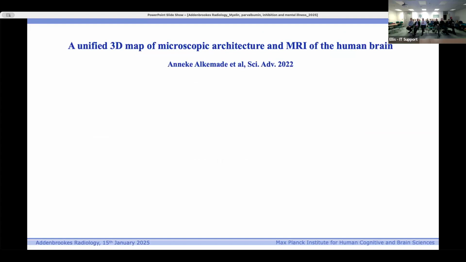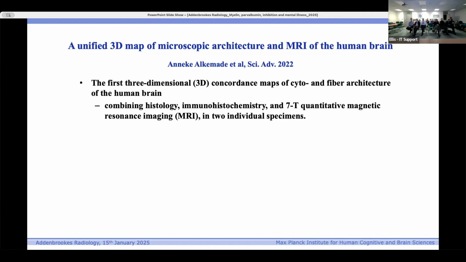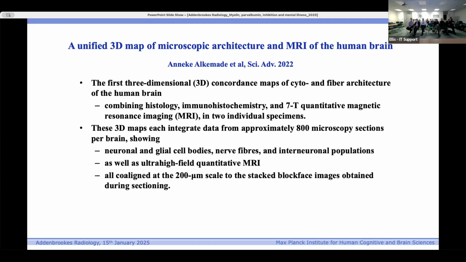Now, it turns out that quite recently, in 2022, Annika Alkemade, who I've collaborated with in Amsterdam over the years, and her group have produced this wonderful 3D map of microscopic architecture and MRI of the human brain. It's a concordance map where they used many different stains, all properly co-registered and co-registered to the MRI scans. This is a wonderful set of images of the brain to plow through and try to understand.